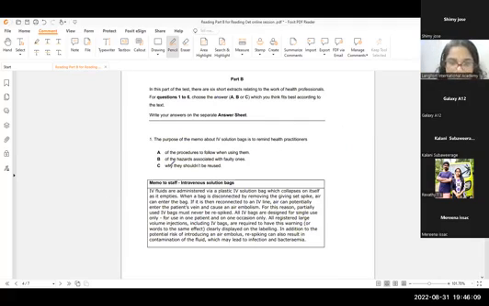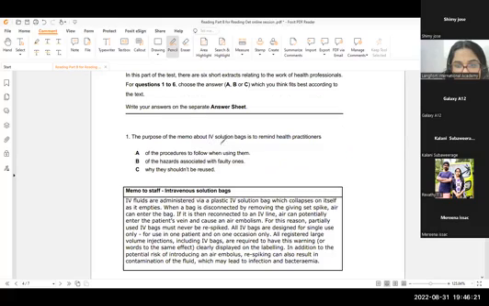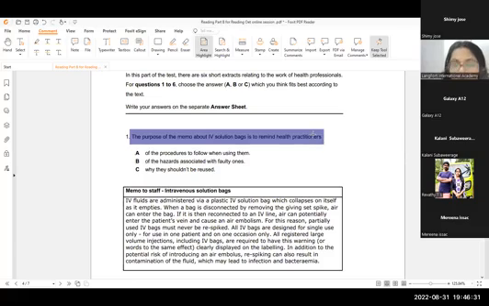So this is an interesting question. Sangeeta, can you read the question for me? The purpose of the memo about IV solution bags is to remind health practitioners. So all of you, take a second, read the question and tell me what we need to find out. Analyze the question and tell me what they have asked us to find out.